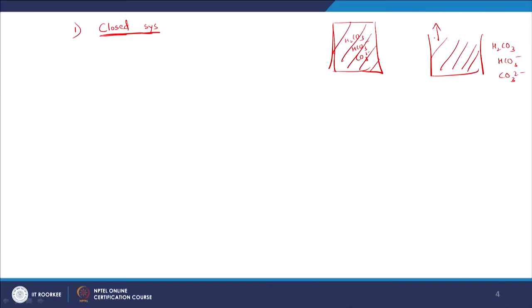Because the carbon dioxide in the gaseous phase is going to be in equilibrium with the carbon dioxide in the aqueous phase. And what do you see here? You can either see a transfer of CO2 from the gaseous to aqueous, or vice versa, depending upon the relevant concentrations. And we know that CO2 in the aqueous phase is going to be in equilibrium with H2CO3 in the aqueous phase, right. So, that is what we just discussed.